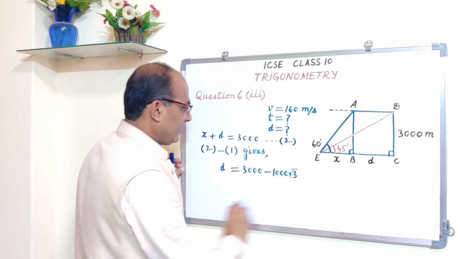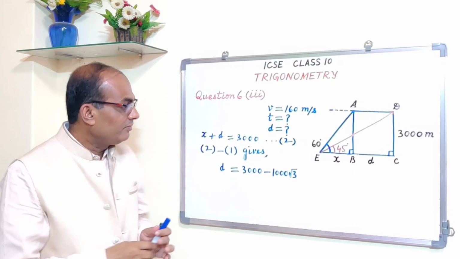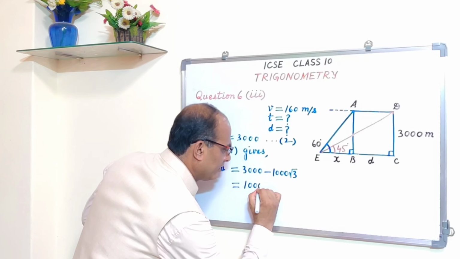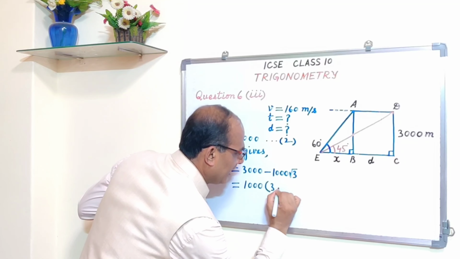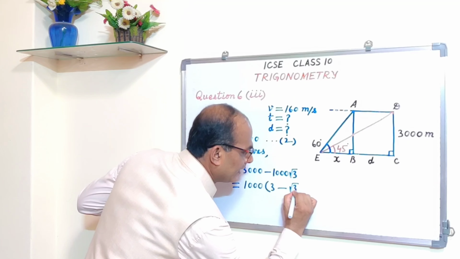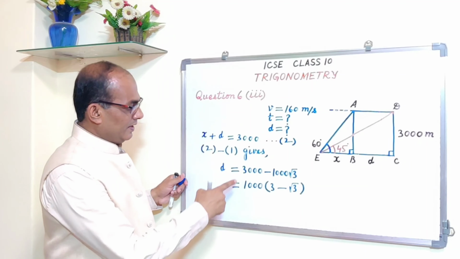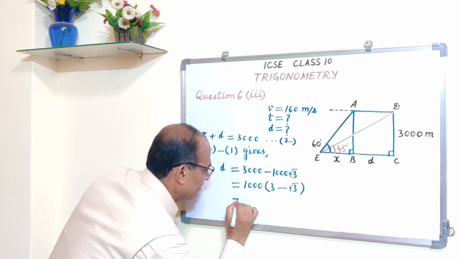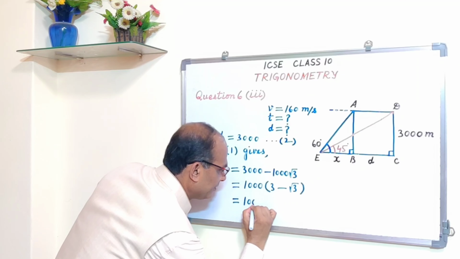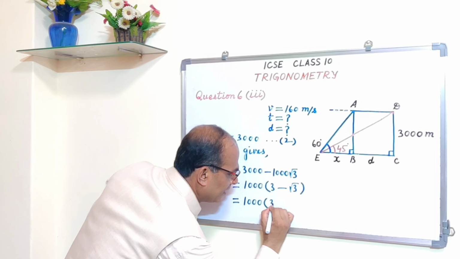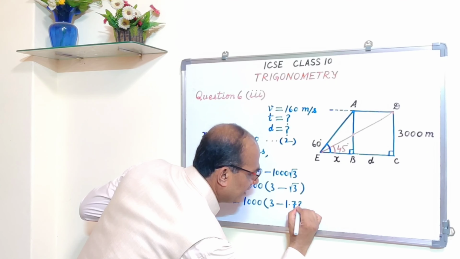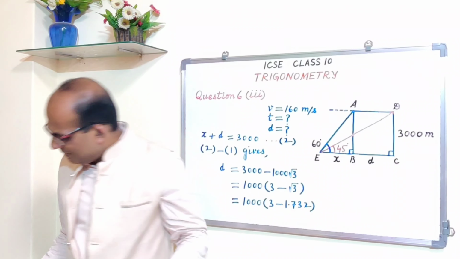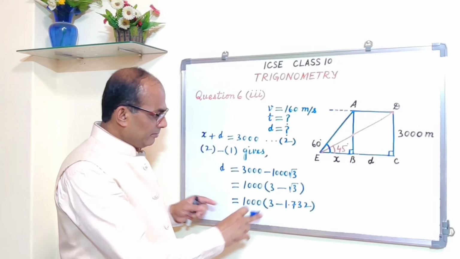Now let me rub this. Okay, so after this, what can we do? We can take 1000 common, it is up to you. This is how I am doing. I am taking 1000 common, then we get here 3 and here we get root 3. Now the value of root 3 we know is 1.732. We can write this is equal to 1000 as it is, 3 as it is, minus root 3 is 1.732.